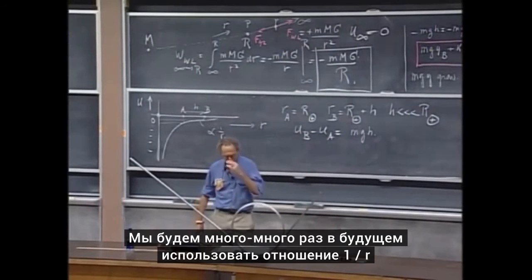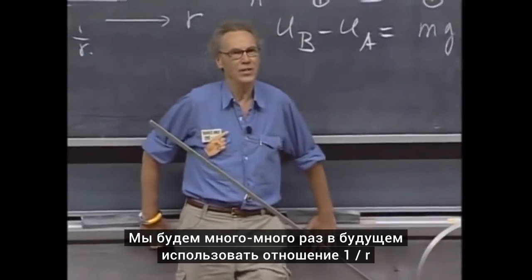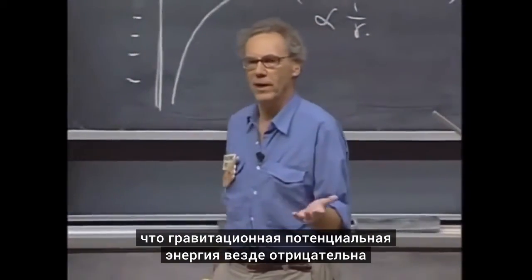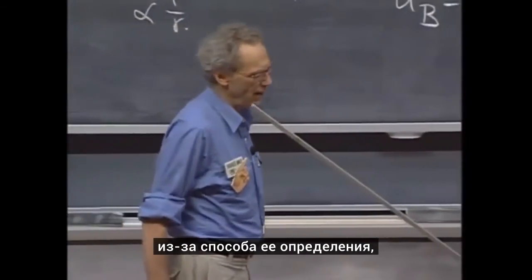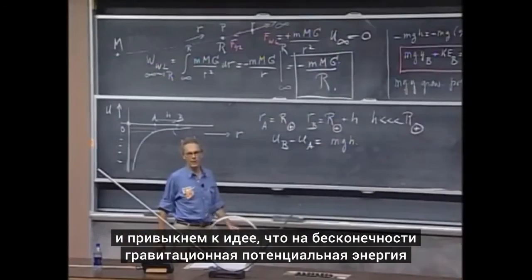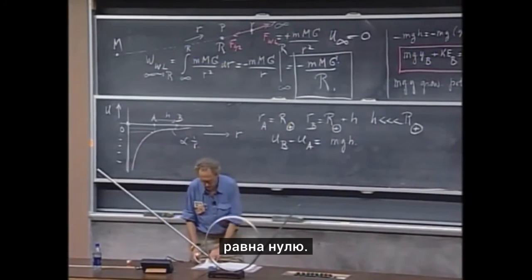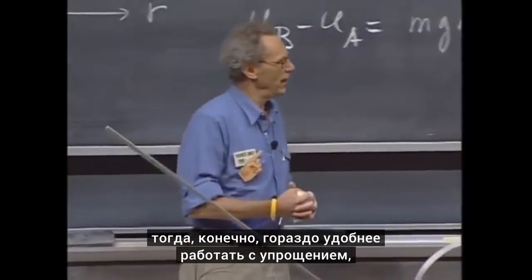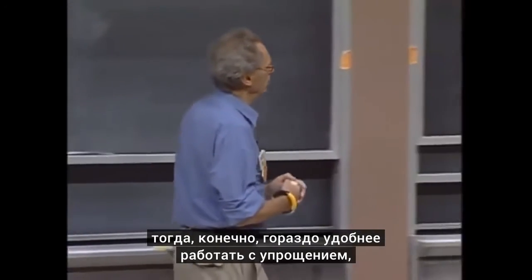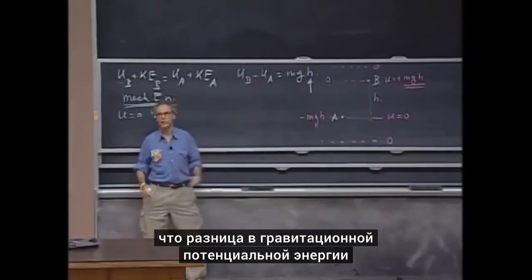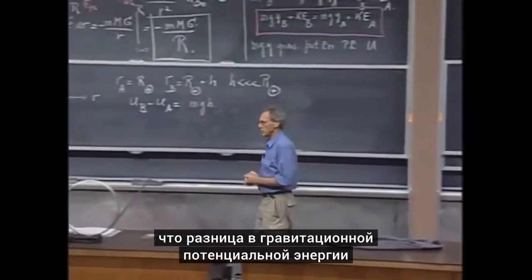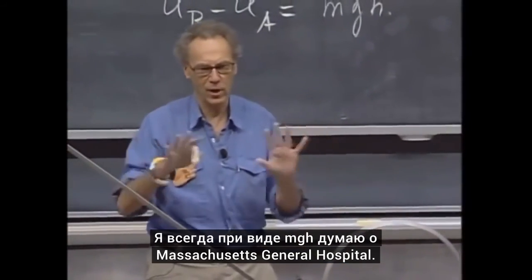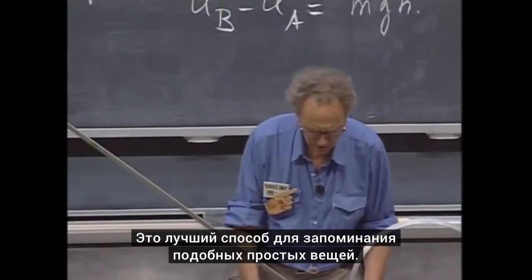We will many, many times in the future use the 1/r relationship for gravitational potential energy. We will get very used to the idea that gravitational potential energy is negative everywhere, the way it's defined, and that at infinity the gravitational potential energy is zero. But whenever we deal with near Earth situations, like in 26-100, it is way more convenient to use the simplification that the difference in gravitational potential energy is given by mgh. I always remember that: MGH, Massachusetts General Hospital. That's the best way to remember these simple things.